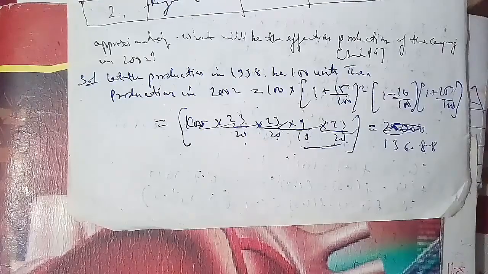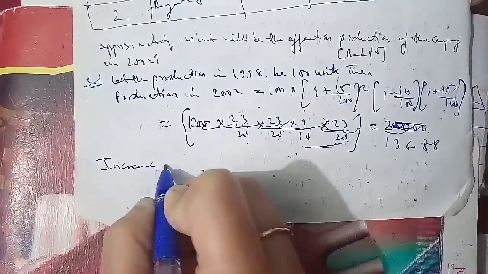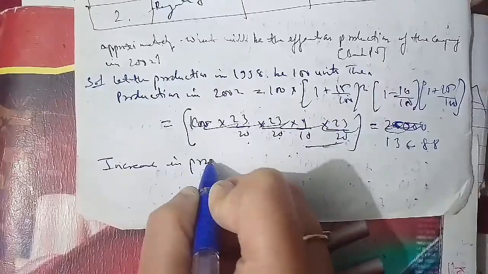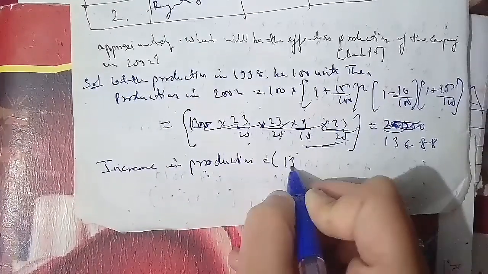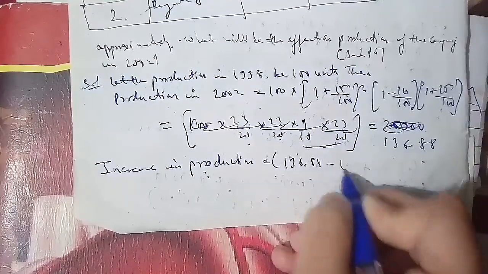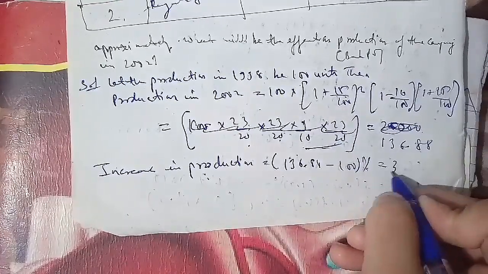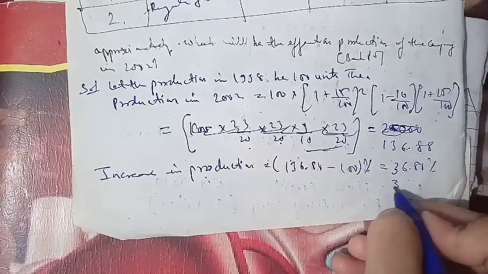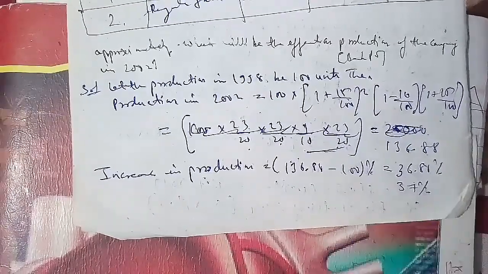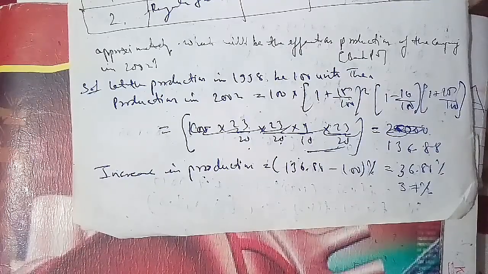So increase in production equals 136.88 minus 100, which equals 36.88%, which is approximately 37% as the answer. Now we go ahead for the next question.